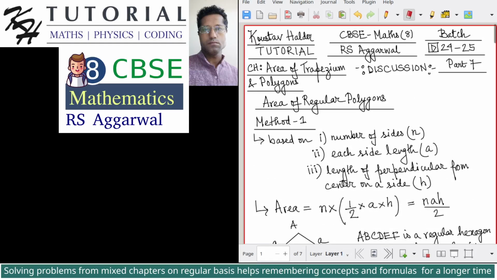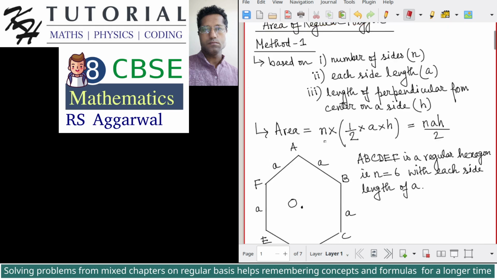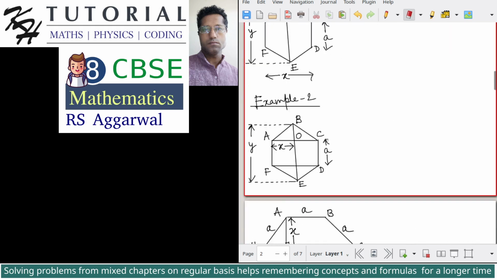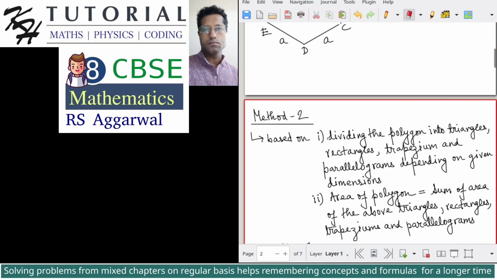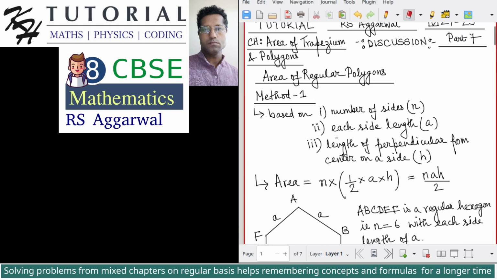Okay, so in this video we will discuss how to find the area of regular polygons. I will discuss two methods of how we usually find the area of regular polygons. Now you know that a regular polygon is an n-sided polygon where all the sides are of equal length, and of course all interior angles are equal and all exterior angles are equal.